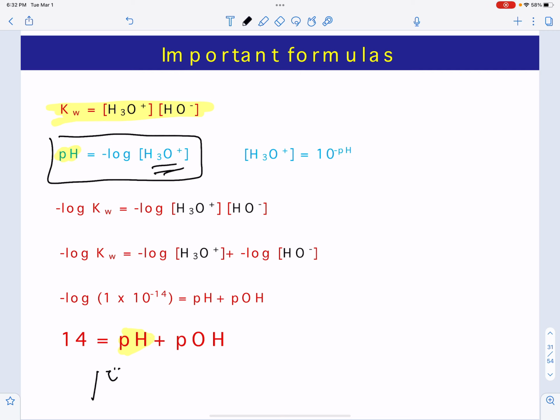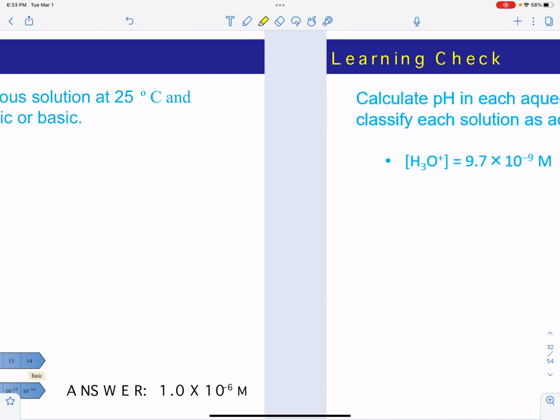If I know the pOH, then I can find my pH. So that would be another way of doing it. Yeah, so we had those two possibilities: pH equals the minus log of the hydronium, or if we know the pOH, 14 minus the pOH equals pH. So let's see which one we need to use here.